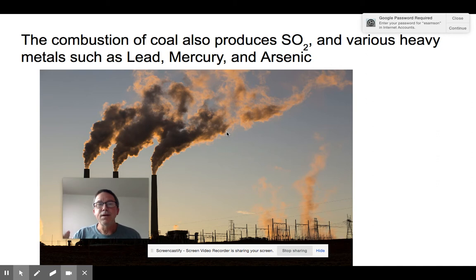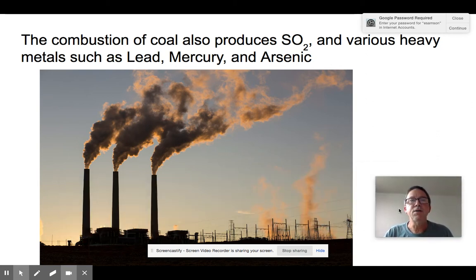Now, in addition to producing CO2, it also produces SO2, which is responsible for acid rain. Some of that comes out as particulate form, as PM2.5. But there's also a number of heavy elements. Lead, mercury, and arsenic are among the most important ones. And these have a tendency to bioaccumulate when they get into the ecosystems downwind from these places.